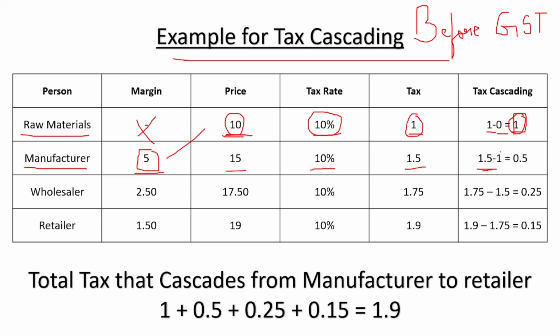So 1.5 minus 1 rupee will be 0.5 rupees. Actually he has to pay only 0.5 rupees, because 1 rupee has already been paid as tax when he purchased the raw materials. But before, how much was he paying? Unnecessarily he was paying more. So 1.5 he was paying.